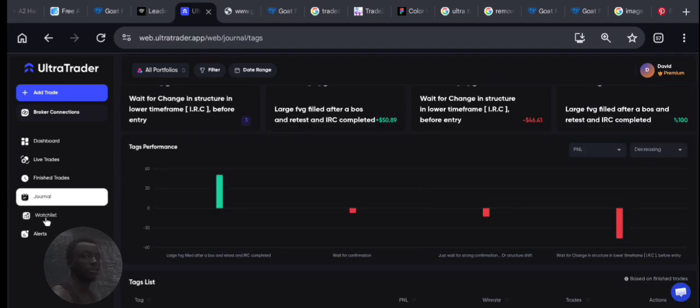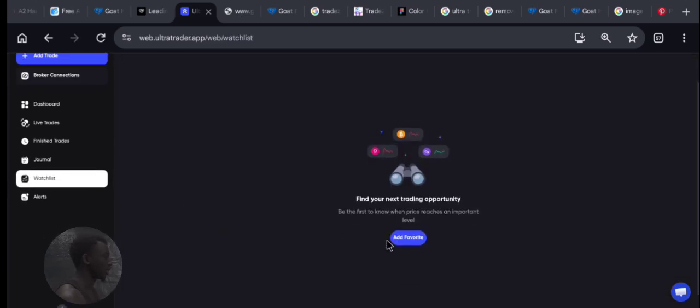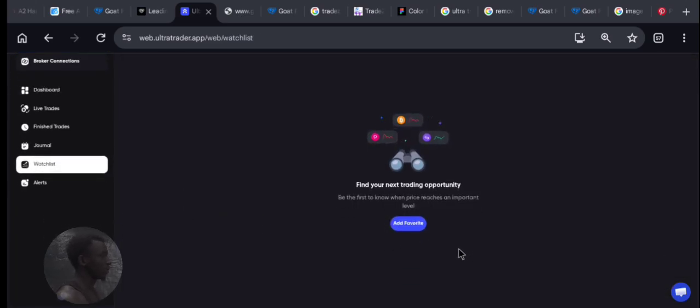this journal section. So lastly I'll go to the watch list. So this is the watch list. You can add your favorite pairs you are actually watching at a single time, and it can also send you alerts when a pair reaches a price you are willing to react from. So this will also send you alerts from there.